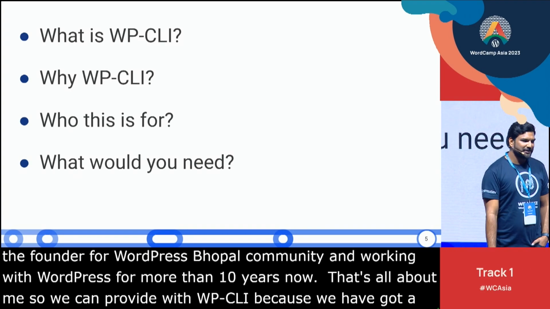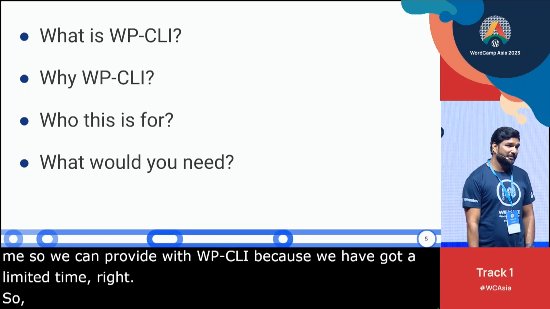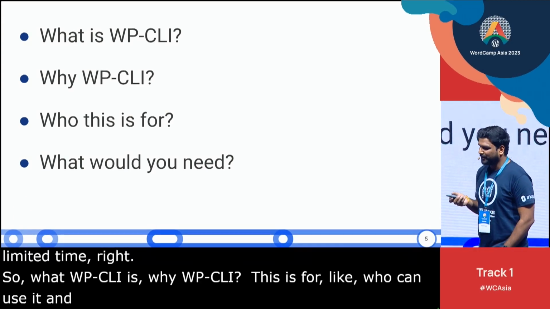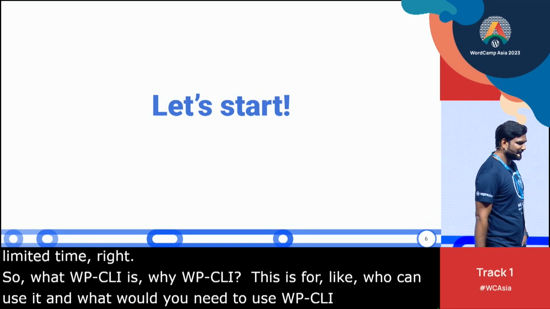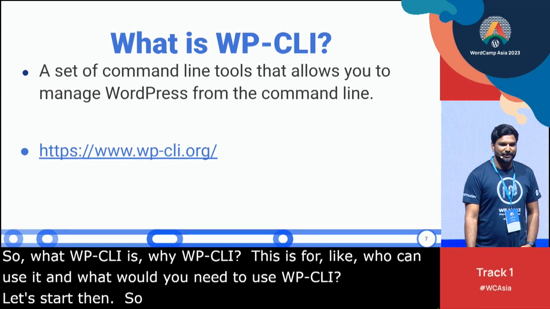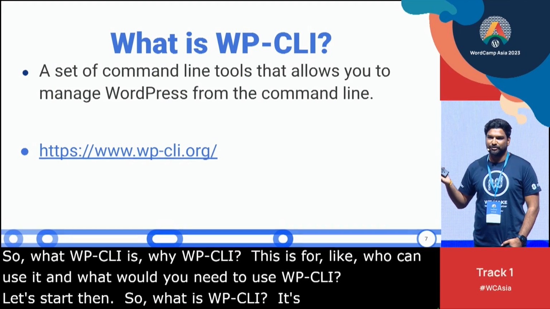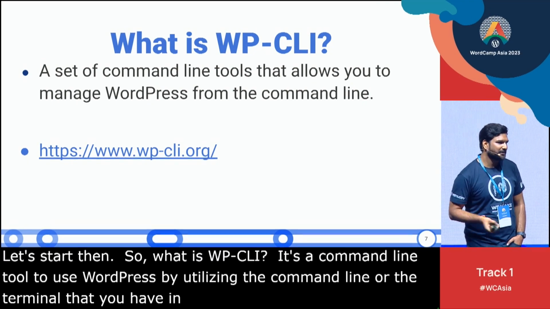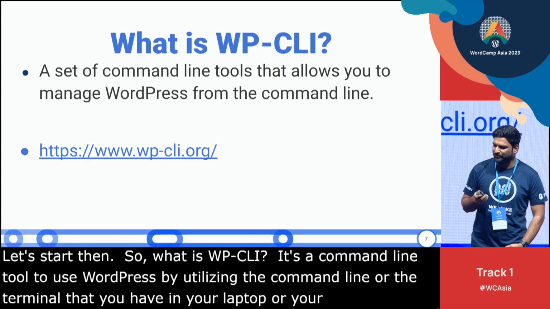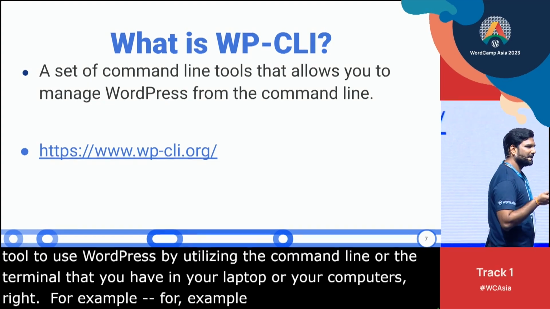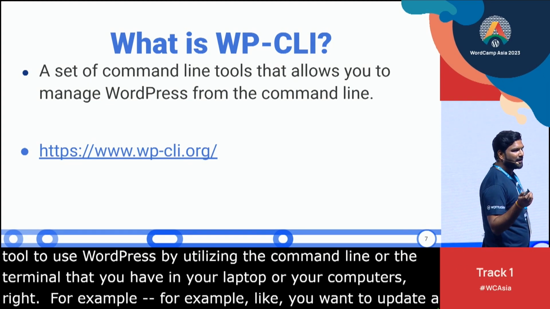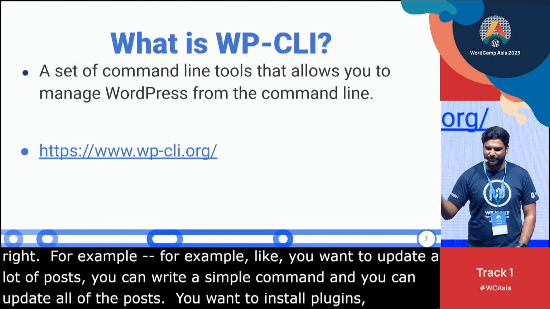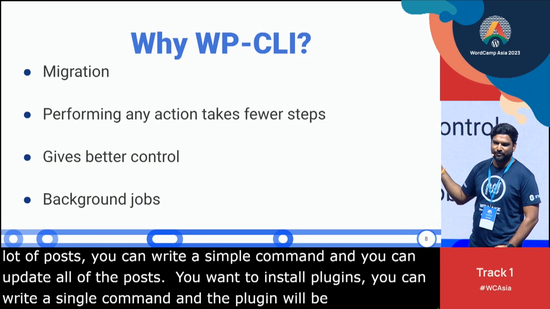So some questions: what WP-CLI is, why WP-CLI, who this is for, like who can use it, and what would you need to use WP-CLI. Let's start then. So what is WP-CLI? It's a command line tool to use WordPress by utilizing the command line or the terminal that you have in your laptop or computer, right? For example, you want to bulk update a lot of posts, so you can just write a simple command, and you can update all of the posts. Or you want to install plugins, you can just write a single command, and the plugin will be installed for you. So we'll see what, how, why, and everything.